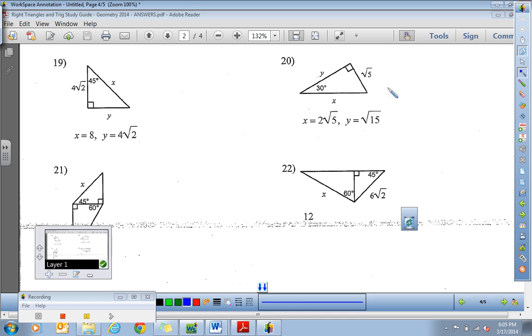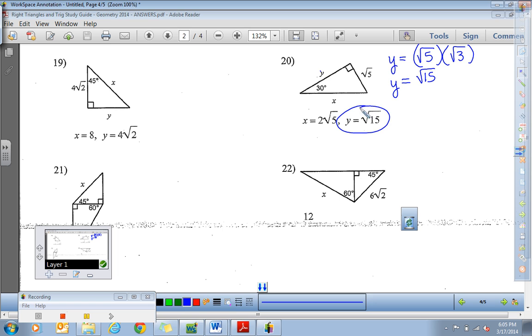Okay, number 20 is a 30, 60, 90 triangle. Across from the 30-degree angle is the shortest leg. It's the square root of 5. So to get y, we take the short leg, the square root of 5, and we multiply this by the square root of 3. So what's the square root of 5 times the square root of 3? Square root of 15. So y is equal to the square root of 15.